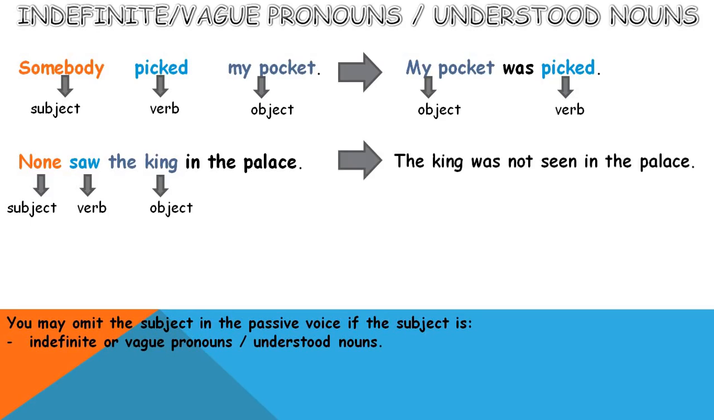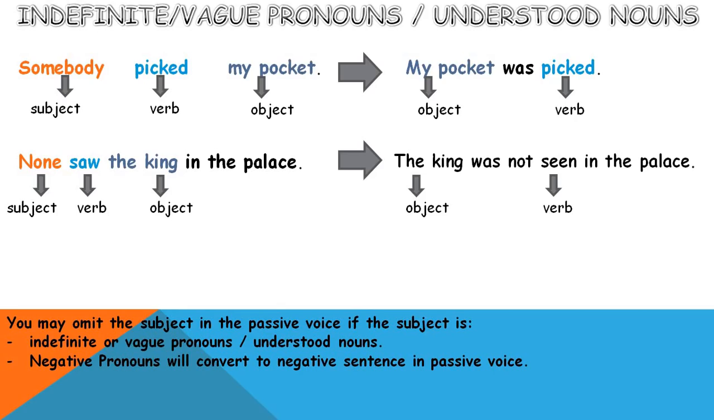So first thing is you need to omit none. So the king is the object, it will come towards the front. Was because it's past tense. Now as the active voice has a negative pronoun, you need to use not, and then the past participle of the verb, saw is seen, in the palace. What are we omitting here? If we follow the general rule, it should be the king was not seen in the palace by none or whatever. So you are omitting none in this case, right? So negative pronouns will convert to a negative sentence in passive voice.